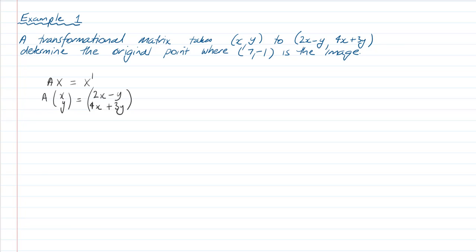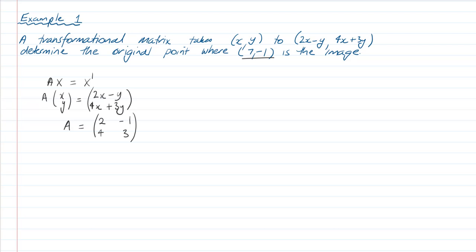Now you can go through some stuff with A, B, C, D, etc., but it's not too hard to work out that A is equal to [2, negative 1; 4, 3]. It's the coefficients of x and y there. So a little bit like that simultaneous equation stuff we did earlier in this topic as well. So there's our transformational matrix.